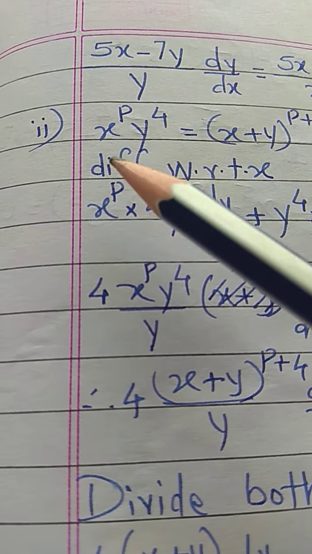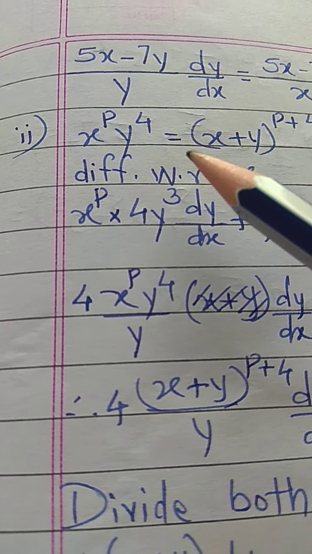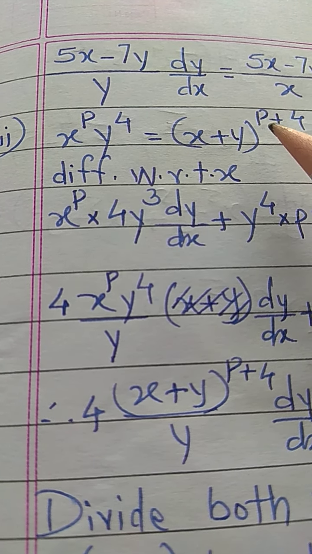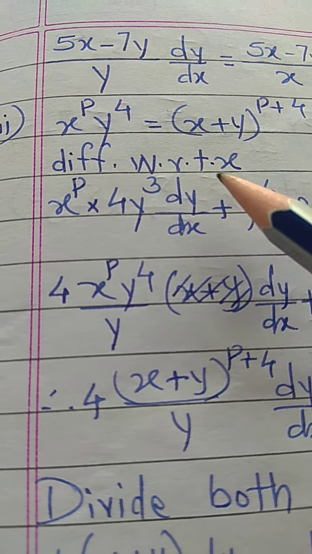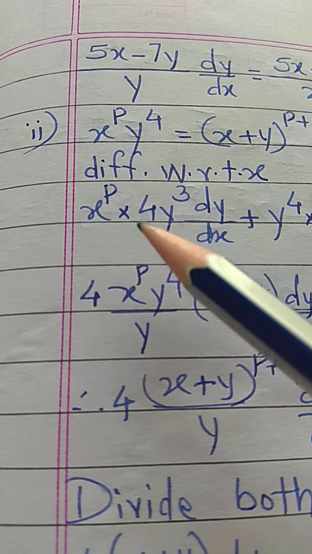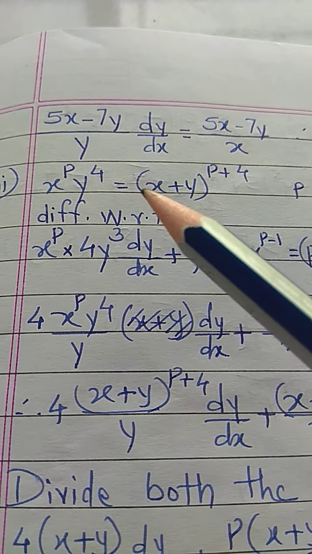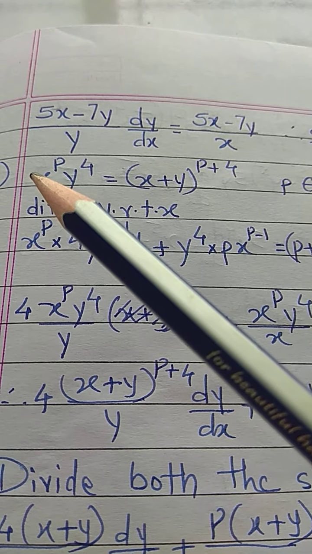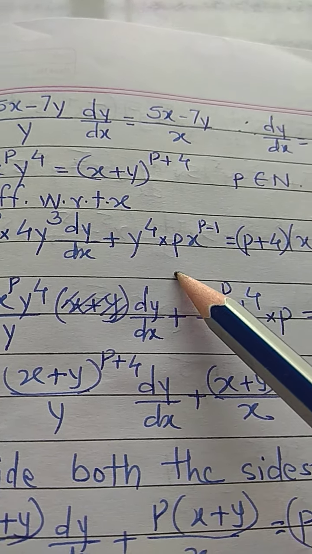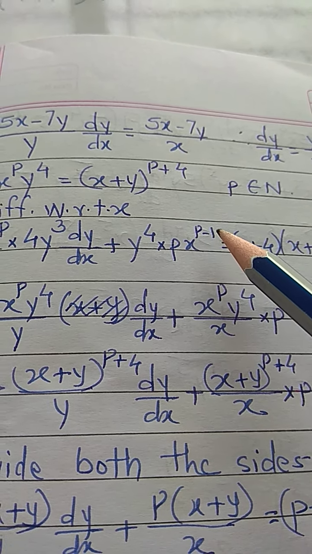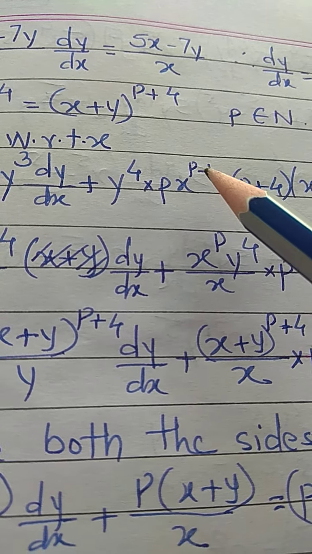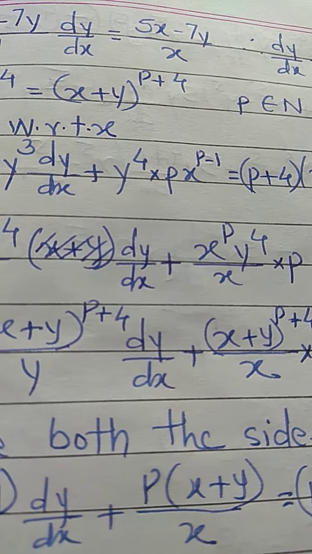Roman 2, x raised to p y raised to 4 equals (x plus y) raised to (p plus 4). Differentiating with respect to x. First function as it is, derivative of the second one. Second function y raised to 4 as it is, derivative of the first function, that is x raised to p, it is p times x raised to p minus 1. Power will come down and power will get decreased by 1.